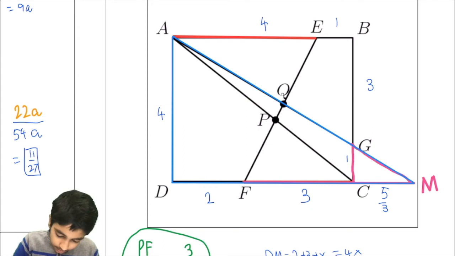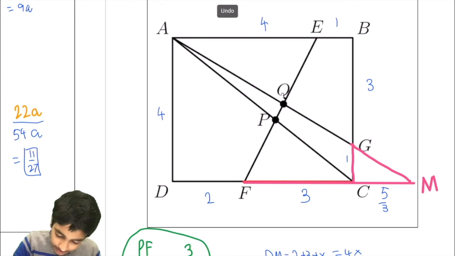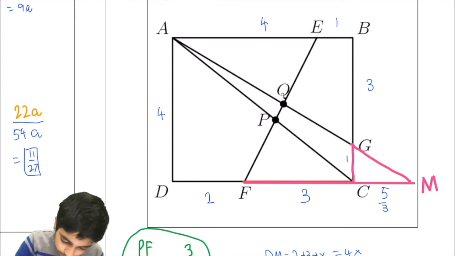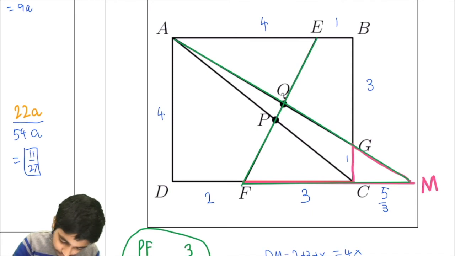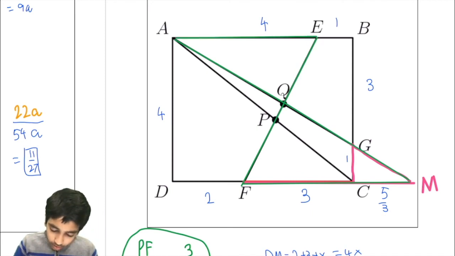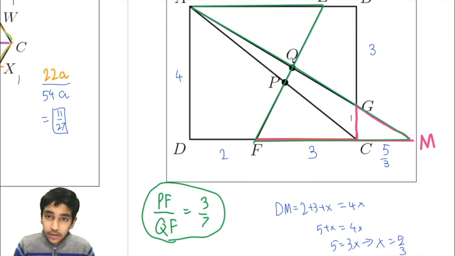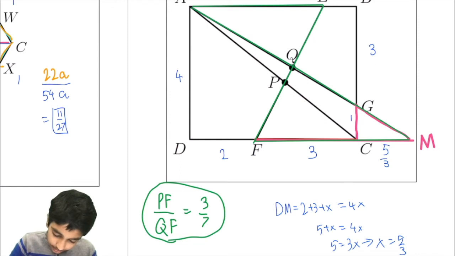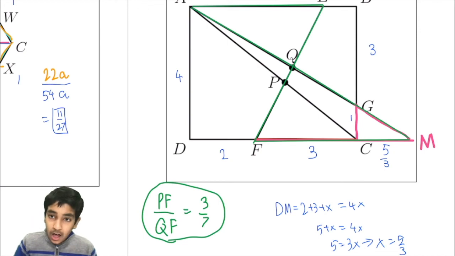So now, if we erase some of these extra lines that we don't need, we can see that these two triangles are going to be similar. Okay, so that's useful. Now, what do we do from here? We can actually notice that since QF has a length of 3x, now we can look at these two triangles and we know that they're going to be similar. So now we need to find the ratio of QF to EF. How can we do that?